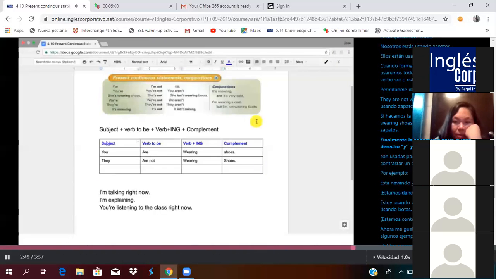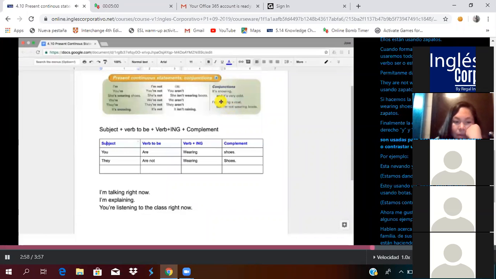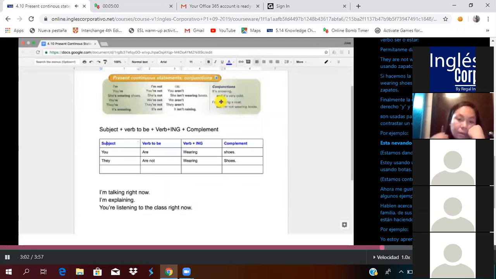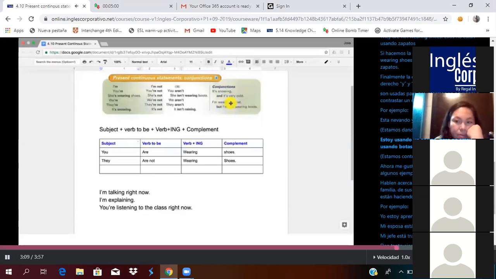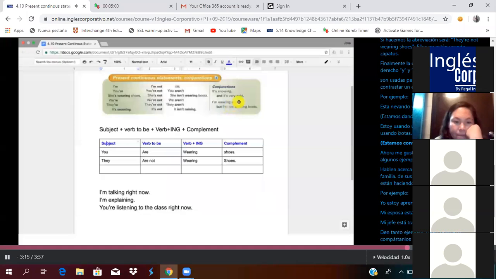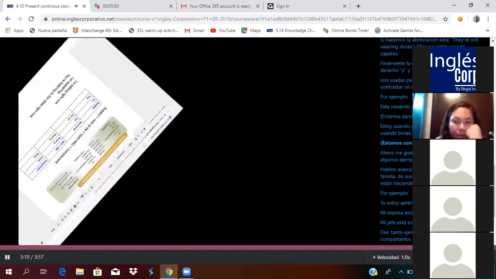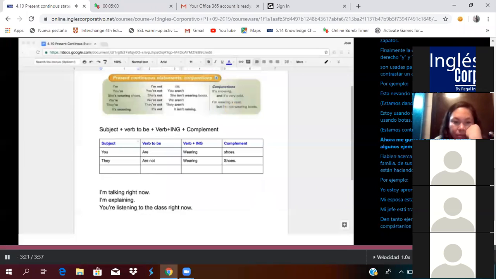Finally, the conjunctions toward the right-hand side, and and but, are used to give additional information or to contrast an expression. For example, it's snowing and it's very cold. That's giving additional information. I'm wearing a coat, but I'm not wearing boots. That's contrasting information.